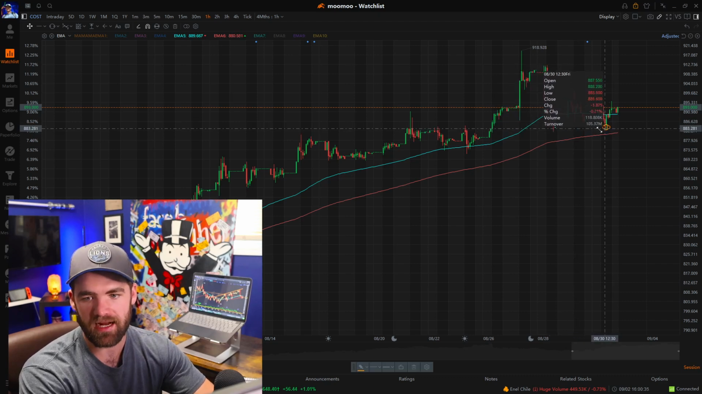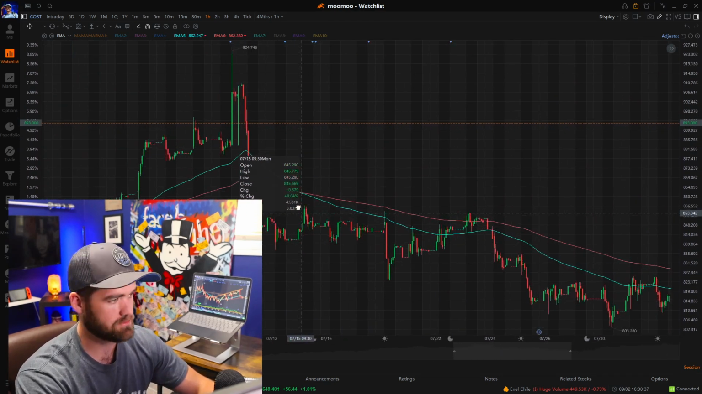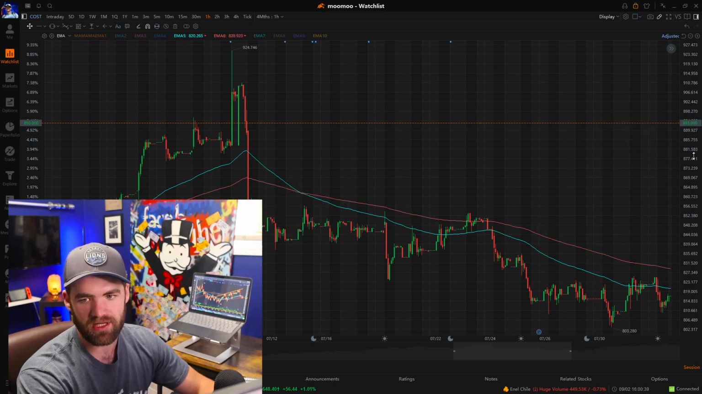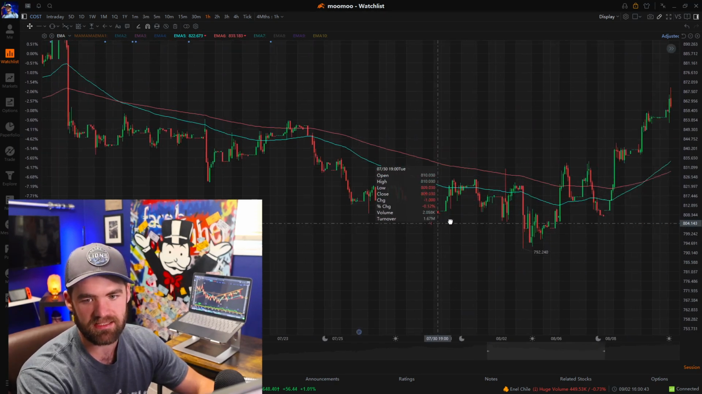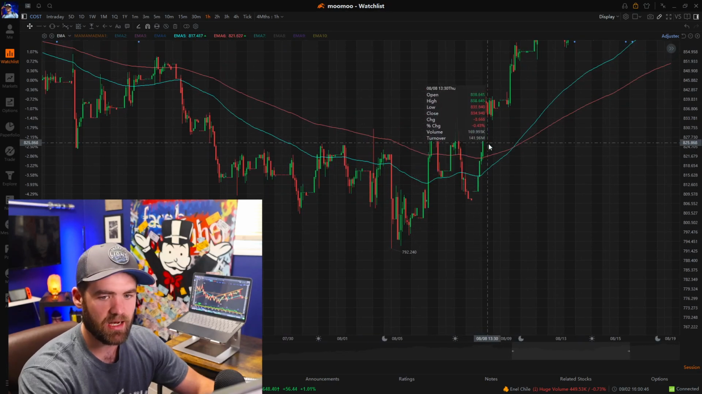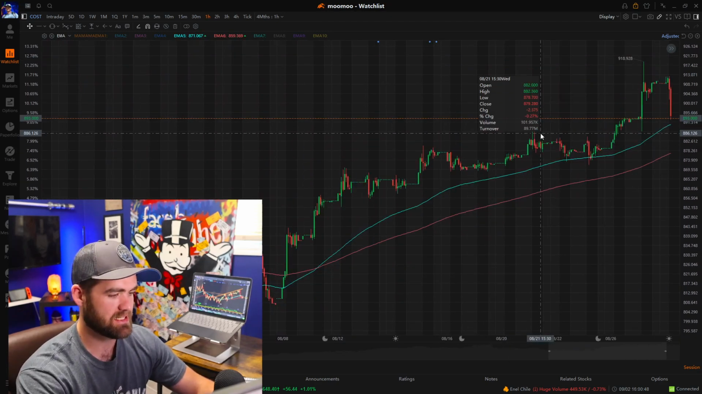Now, on the flip side, when a stock is below them, like it is right here, these moving average lines act as resistance. You can see it hits them and we get a sell-off, hits them and we get a sell-off. So when the stock breaks above them, then they act as support.